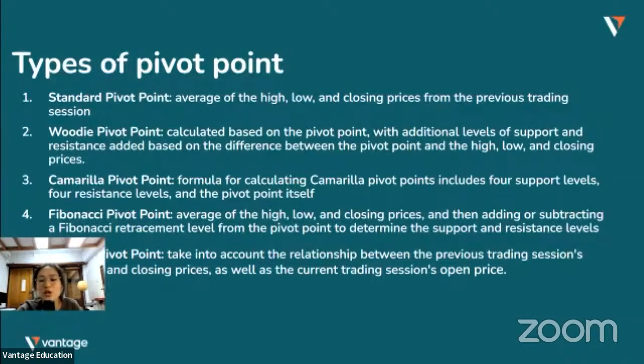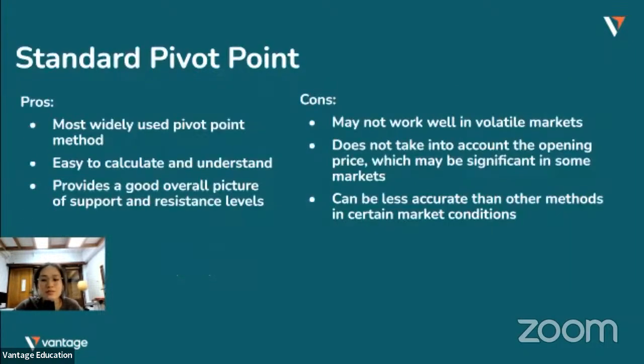Okay, let's go in depth on the pros and cons of each of the different types of pivot points. Firstly, we have the most common, which would be the standard pivot point. This is easy to calculate as well as understand. It also provides a good overall picture of the support and resistance levels. However, it may not work well in volatile markets, and it doesn't take into account the opening price, which may be significant in some markets. It's also less accurate than other methods.